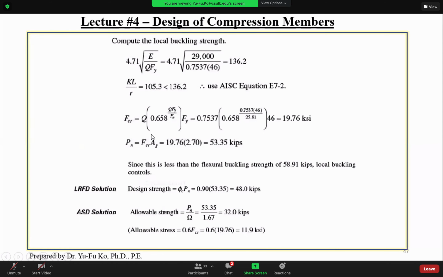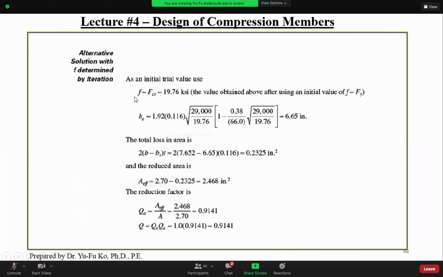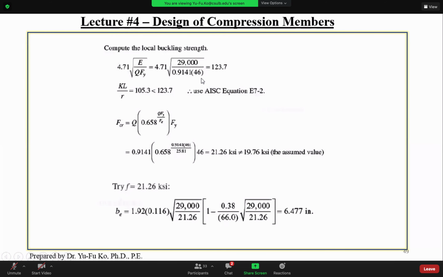We'll have it back. Fcr, we got 19.76 ksi. So you can use this as a starting point for F. Then you plug the F into this equation, repeat the process, and then you calculate Fcr. But this number is not equal to what you assumed in the beginning, which means 19.76 is not a good guess. Then you need to make a second guess.